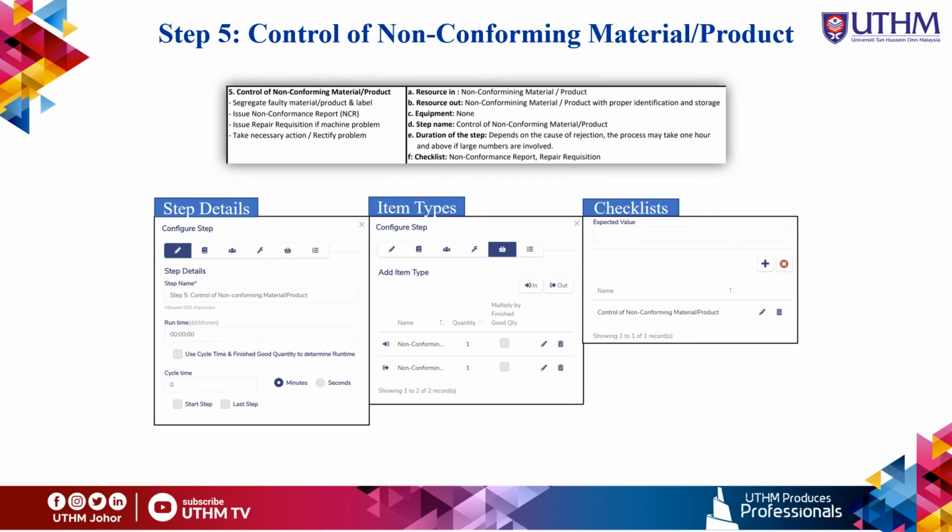Resource in is non-conforming material or product, resource out is non-conforming material or product with proper identification and storage. Equipment is none. The duration of the step depends on the cause of rejection. The process may take 1 hour or more if large numbers are involved. The checklist is the non-conformance report and repair requisition. These are the minor steps: step details, item types, and checklist, as I mentioned above.